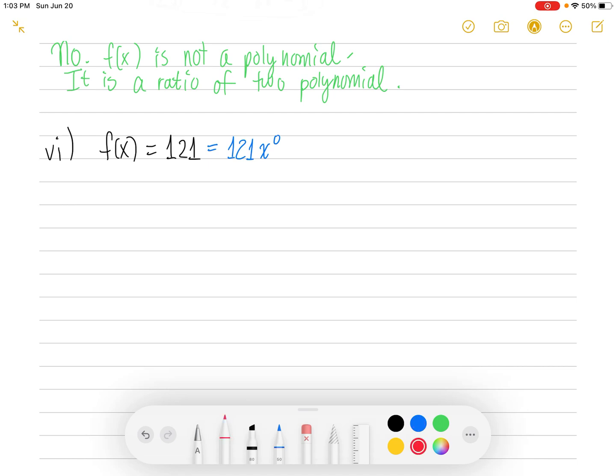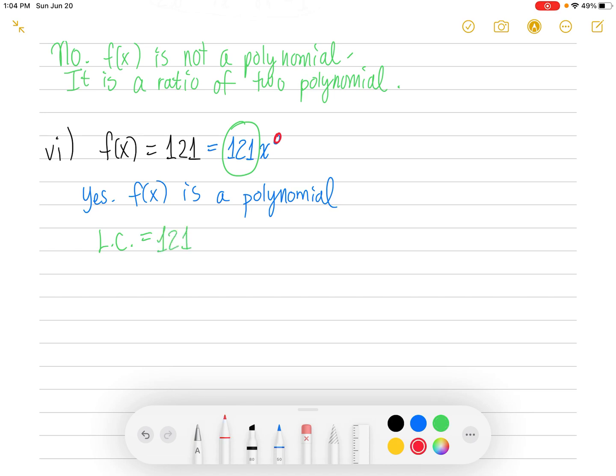So x to the 0 power has a whole number, right? That's a whole number power. And you have a leading coefficient of 121. So yes, f of x is a polynomial. The leading coefficient is the number in front of the largest power x term. So largest power x term is x to the 0 power. So the leading coefficient is the number in front, 121.